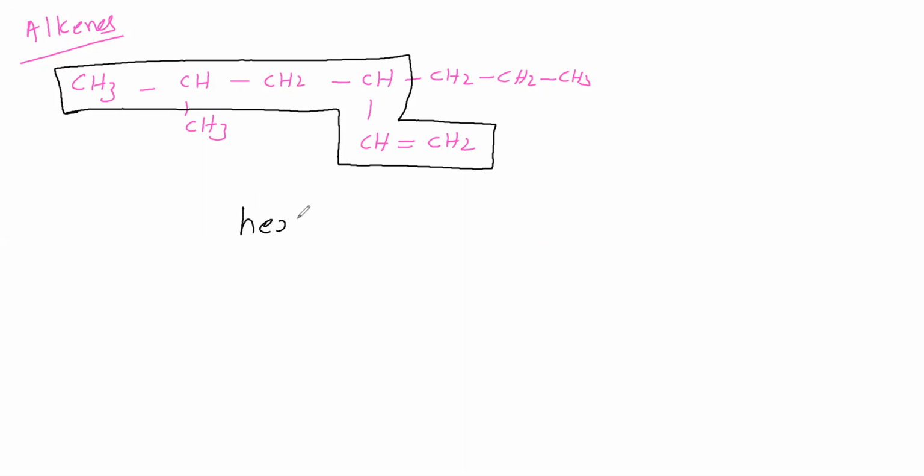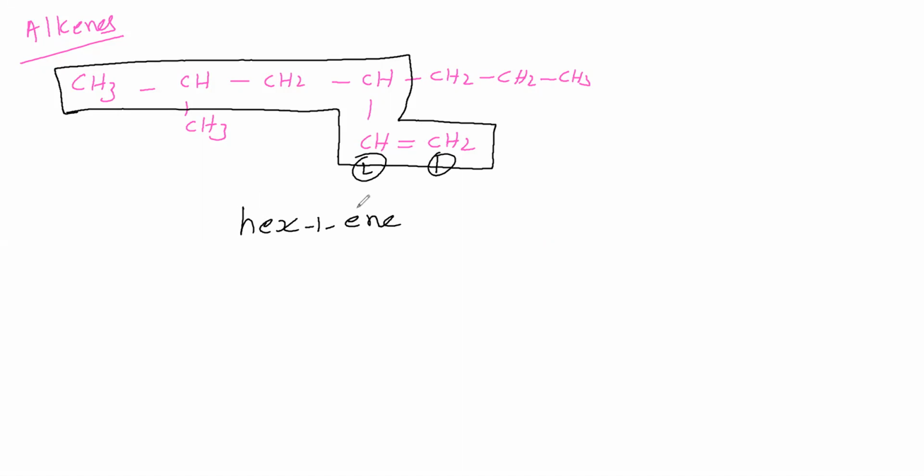Therefore, the root word is hex. The primary suffix is the C=C double bond. So what is the primary suffix for the C=C double bond? It is -ene. What is the position? The double bond is present between carbons 1 and 2. Therefore, the position of the double bond is 1, we have to say.